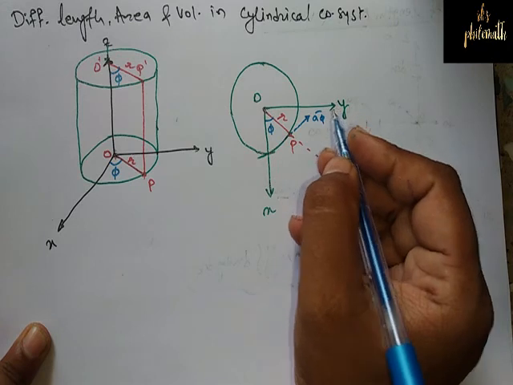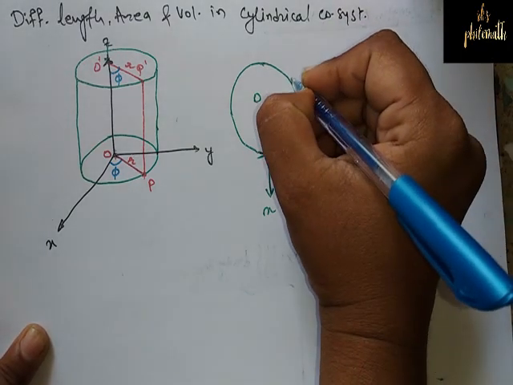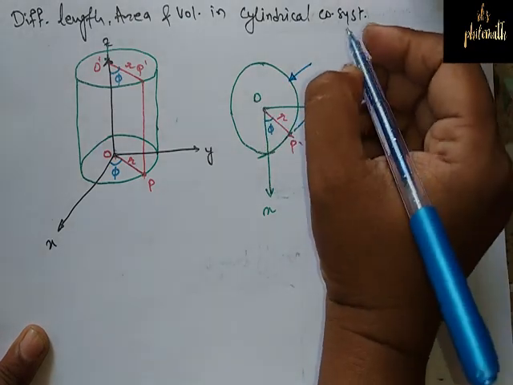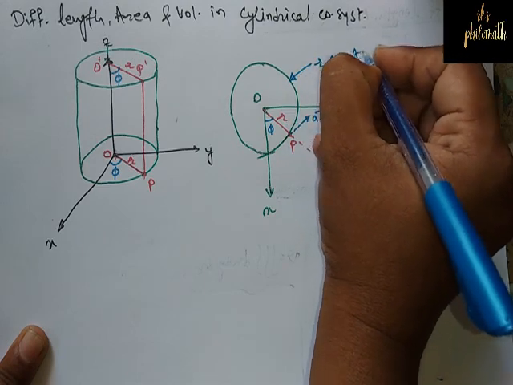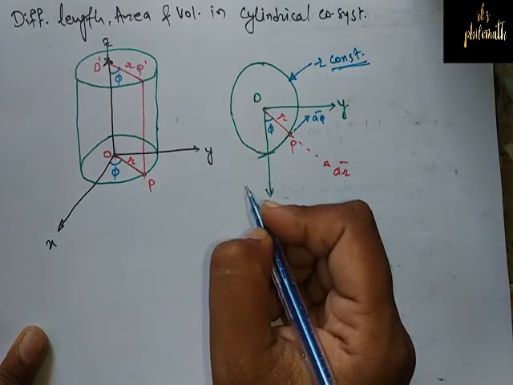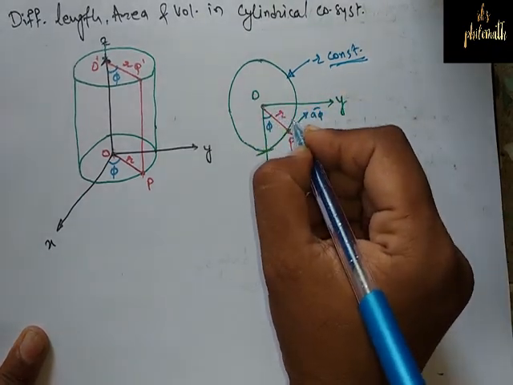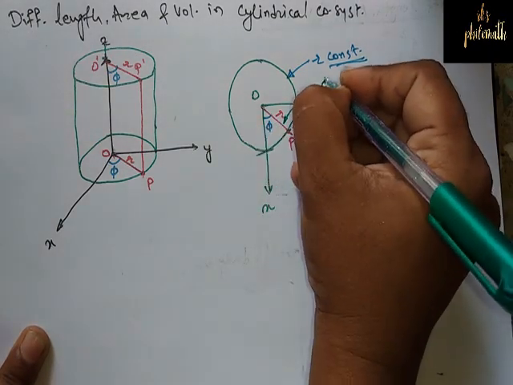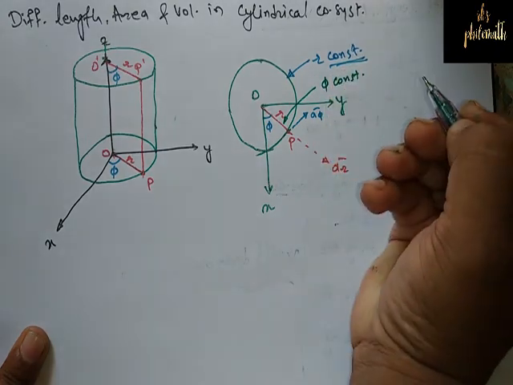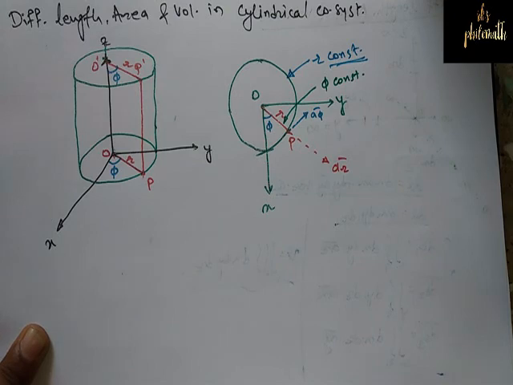In this case, if we consider this particular circle where R is constant, if we consider on this particular line OP, my constant is phi, and on this whole circle Z is equal to 0, means Z is constant for this particular circle.